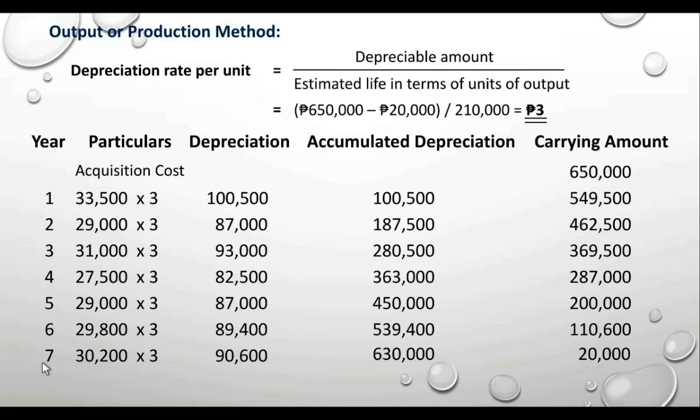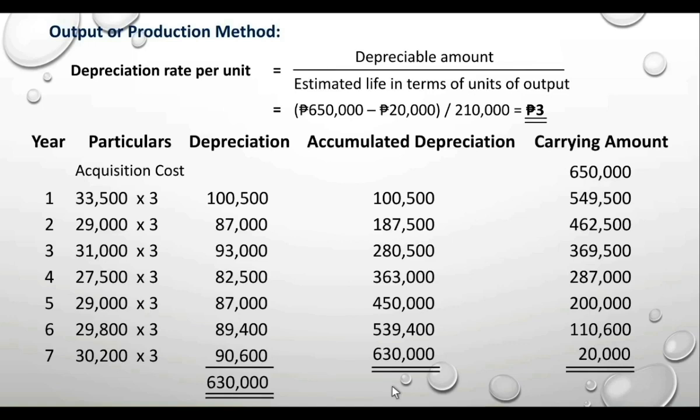At the end of the useful life of the machinery, just like in the case of the working hours or service hours method, the carrying amount is equal to the residual value of 20,000. While the accumulated depreciation, which is the total depreciation expenses throughout the life of the machinery, is equal to the depreciable amount of 630,000 pesos. Otherwise, something must be wrong with our depreciation table.